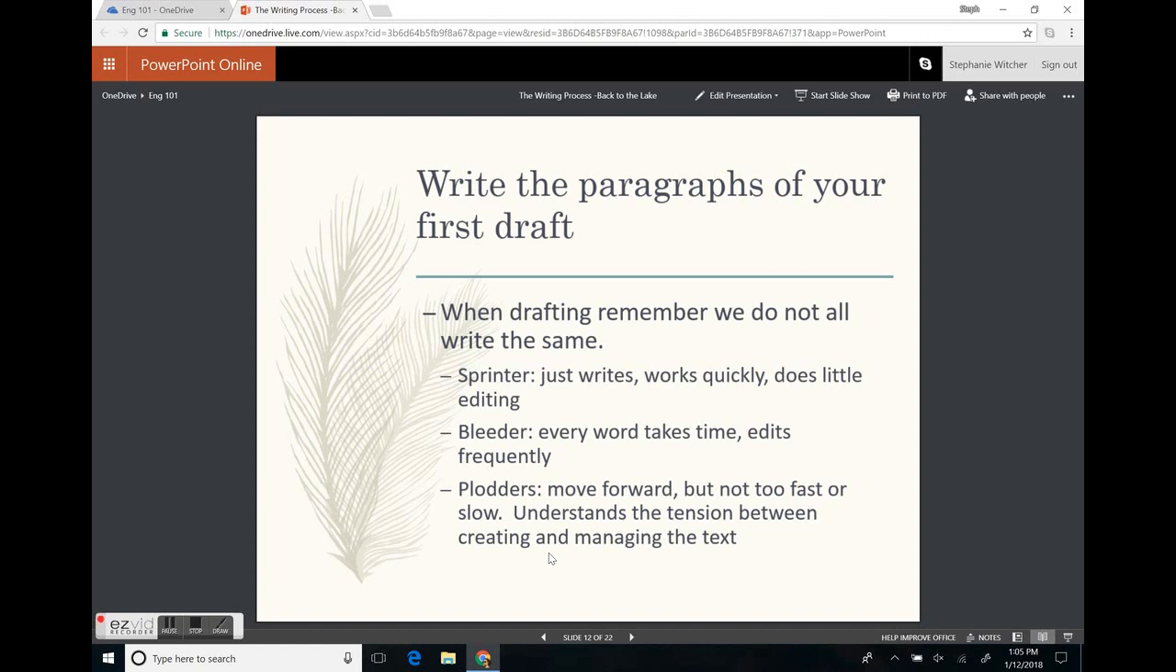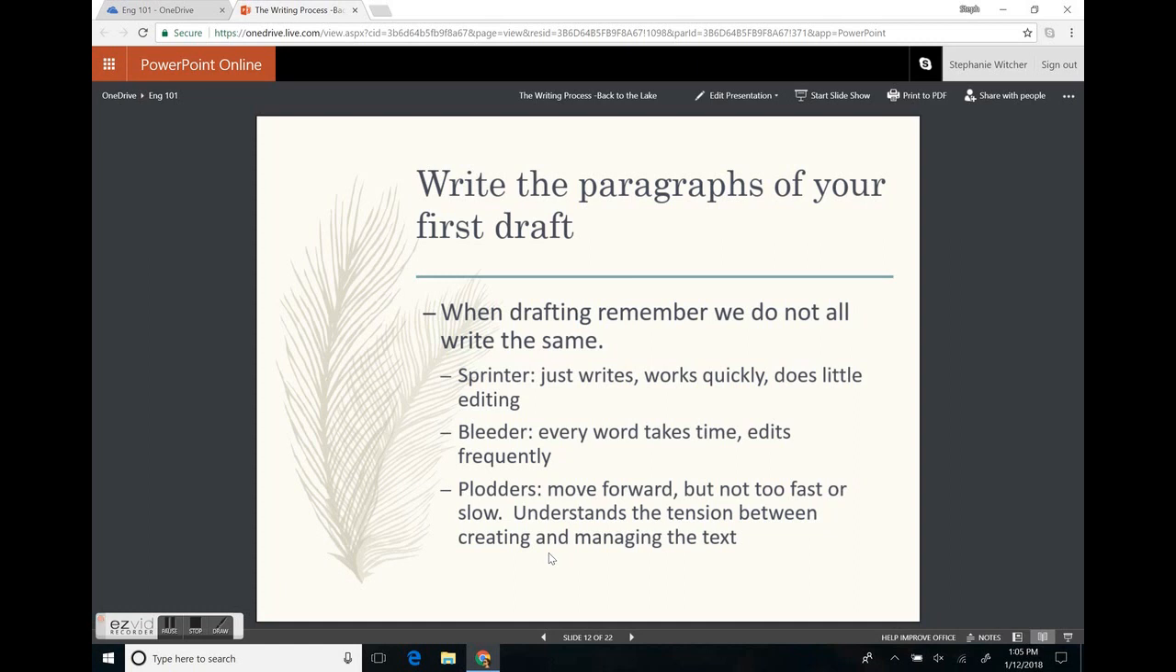The problem with the sprinter is they're not very good at editing because they're so concerned about just getting the paper done. So typically, while they have good content and they'll have their paper done, it needs a lot of work. On the very opposite end of the spectrum is the bleeder. And the thing with the bleeder you have to understand is we call them a bleeder for a reason.